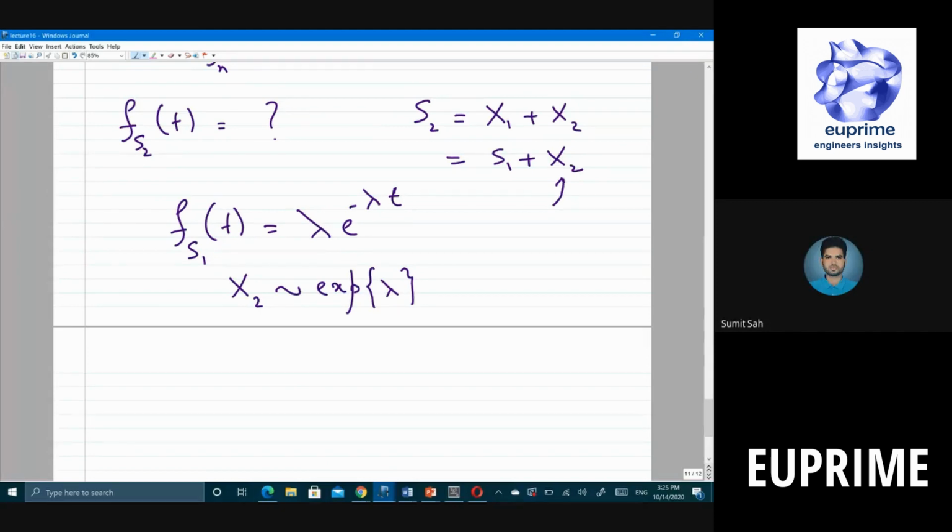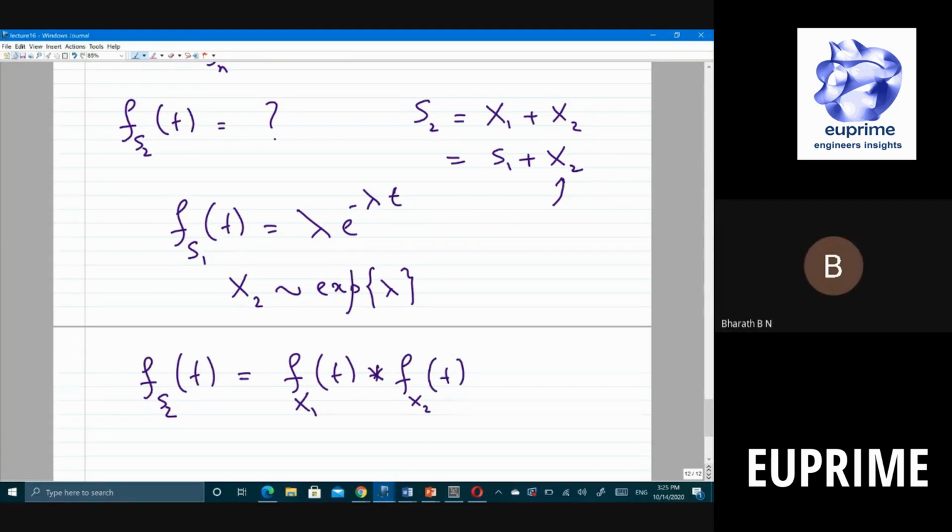So we have done earlier that if X1, X2 are IID, then we can find the density of Z equal to X1 plus X2 just by taking their convolution. So, for example, I can write S2 of t as, you said, the convolution of X1 of t with respect to X2 of t, right? So what is the convolution? Can you guys try and tell me what is the answer?